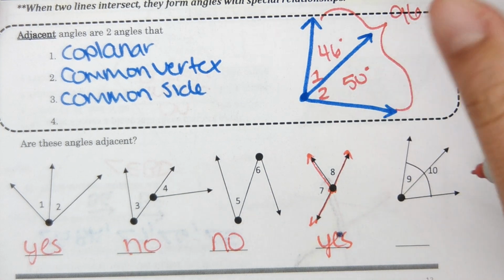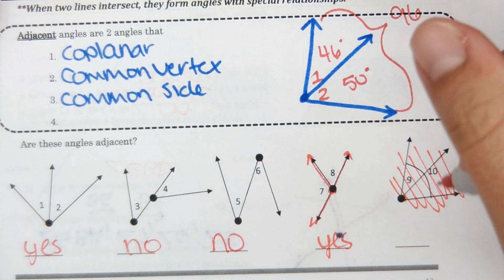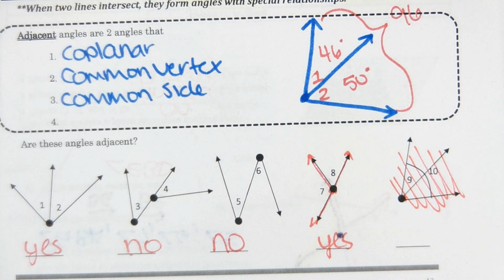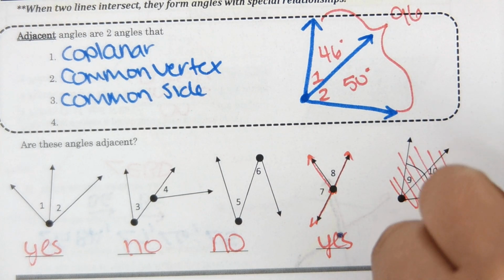This example's kind of weird. I think the angles are overlapping, but it's hard to see. I don't want to confuse anybody, so just cross that out. And then when you're ready, flip it over.